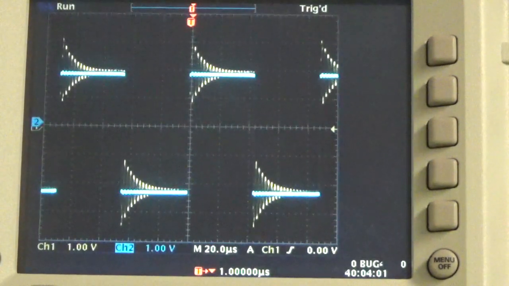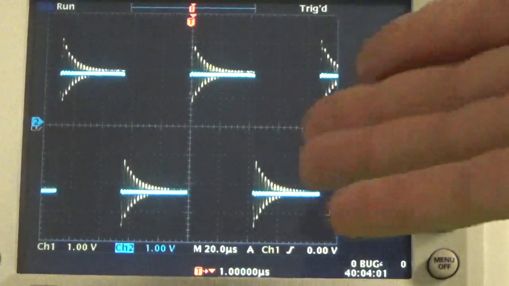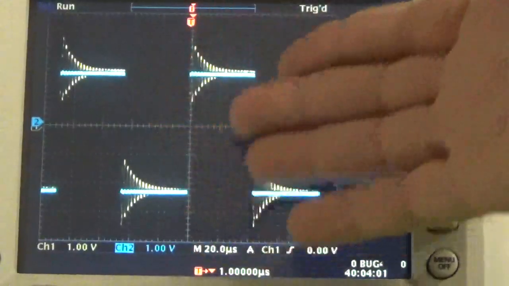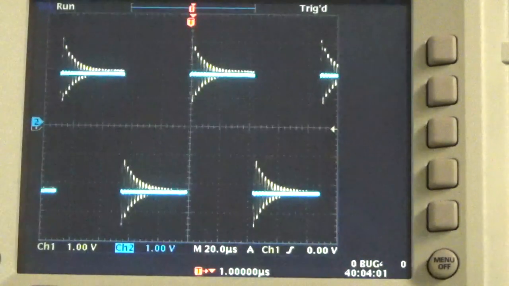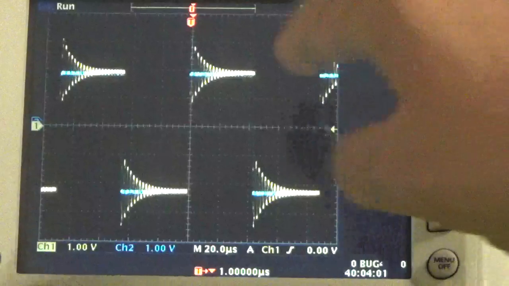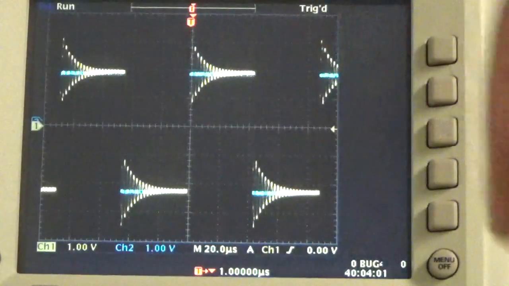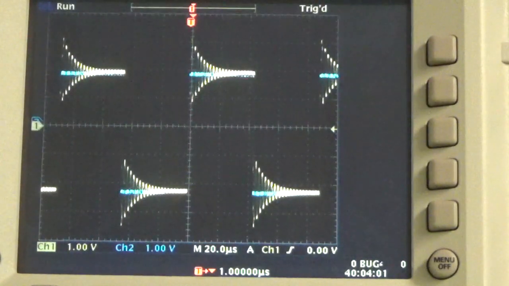So you can see that we have correct output from this circuit, and actually this output, the yellow one, was across the resistance. Now we know the frequency, which is great. We know the number of the oscillations, also that's great.